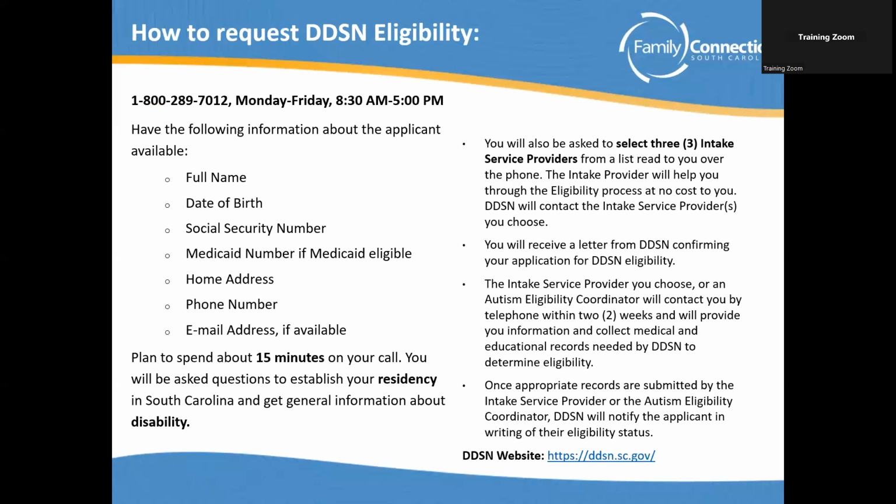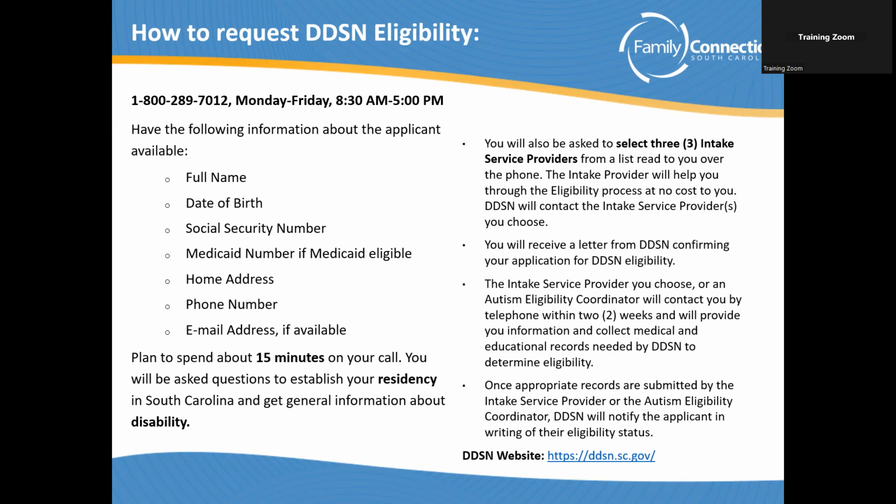If for some reason you are not connected with DDSN, and again, this may happen for families who move from out of state, or maybe they have a new diagnosis for their child and now they're interested in connecting with DDSN, the best way to get in touch with them is their toll-free number. That's 1-800-289-7012, Monday through Friday, 8:30 to 5.